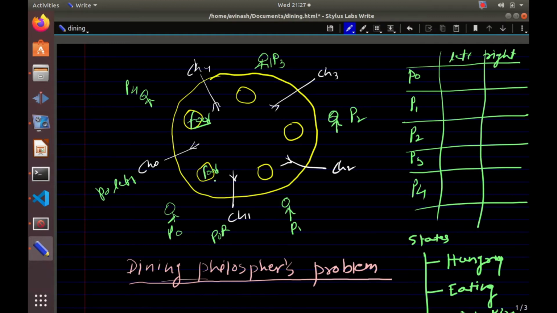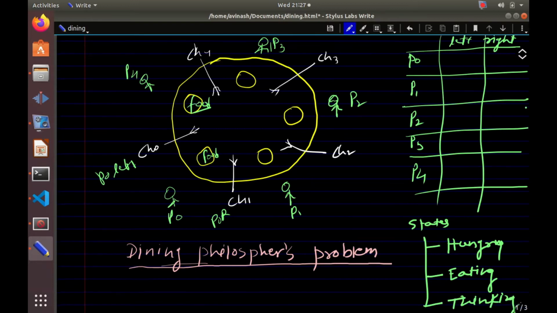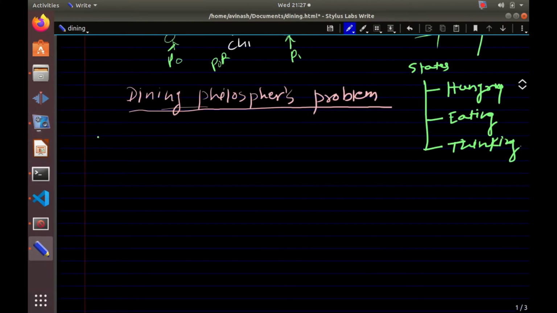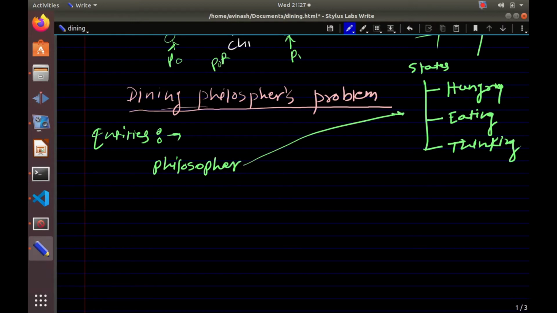Now here is the problem in the dining philosophers. Let us understand it step by step. There are 2 entities in this problem. First, the entity is the philosopher. The philosopher goes through these 3 different stages: hungry, eating, and thinking. And the next entity is the chopstick.